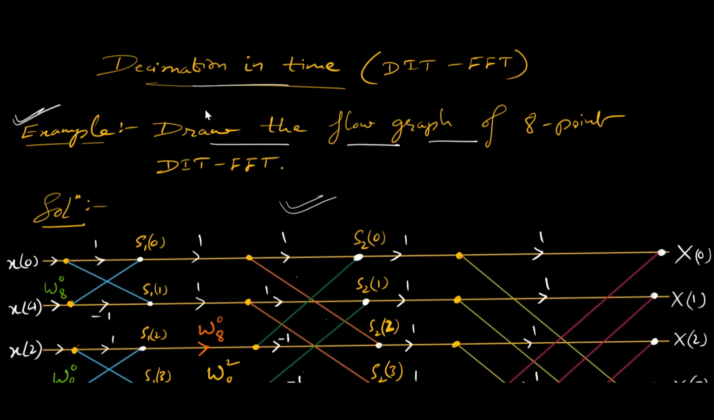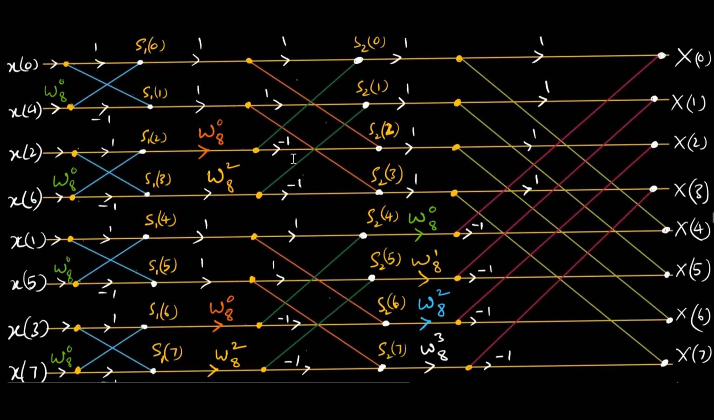Hello everyone. In today's lecture, we'll discuss the different steps involved in drawing the butterfly diagram for the decimation in time algorithm of FFT. Let's consider one example. We are given 8 points, and we have to draw the 8-point DIT FFT. That means we have to obtain DIT for N equal to 8. Our number of input samples will be 8, and the number of output samples is going to be the same. Here you can see a flow graph.